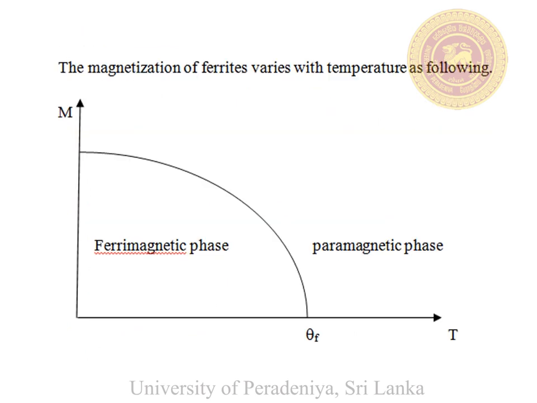Here you can see a graph between magnetization and the temperature of a ferrimagnetic material. As we increase the temperature, magnetization decreases and finally it reaches 0 at the Curie temperature theta F. Below the Curie temperature, the material is a ferrimagnetic material. Above the Curie temperature, the material is a paramagnetic material.